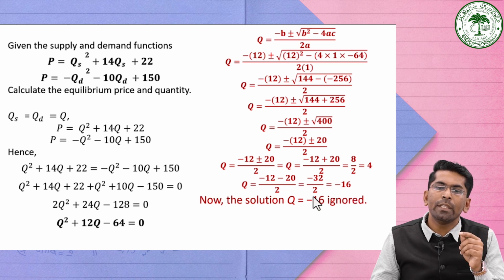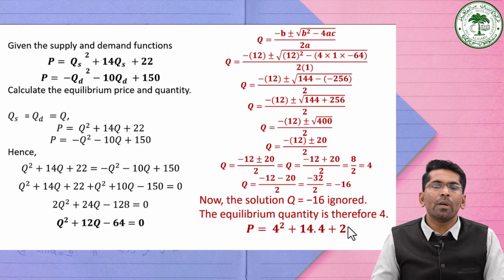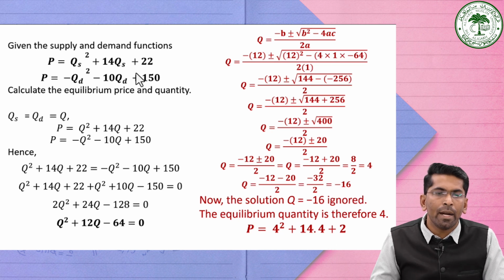So we are ignoring Q equal to minus 16, and the equilibrium level of output, or equilibrium level of quantity, is Q equal to 4. Now we can find the price by substituting Q equal to 4 in any one of these equations. So P is equal to, substituting Q equal to 4, Q square, that is 4 square, plus 14 into 4 plus 22, because I am substituting this in equation number 1.